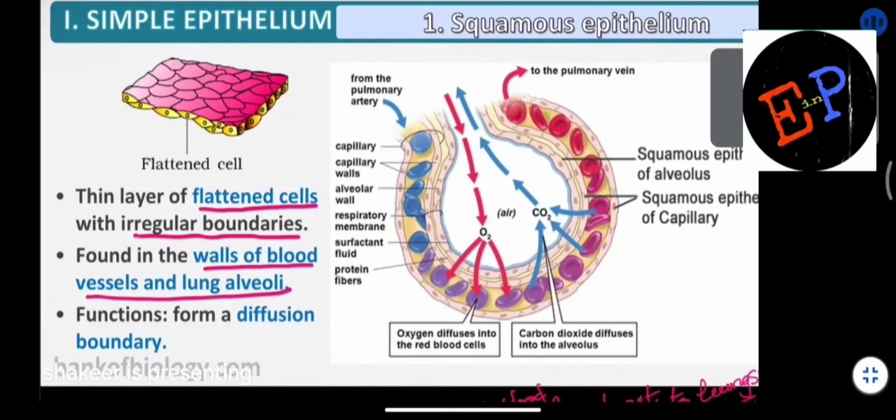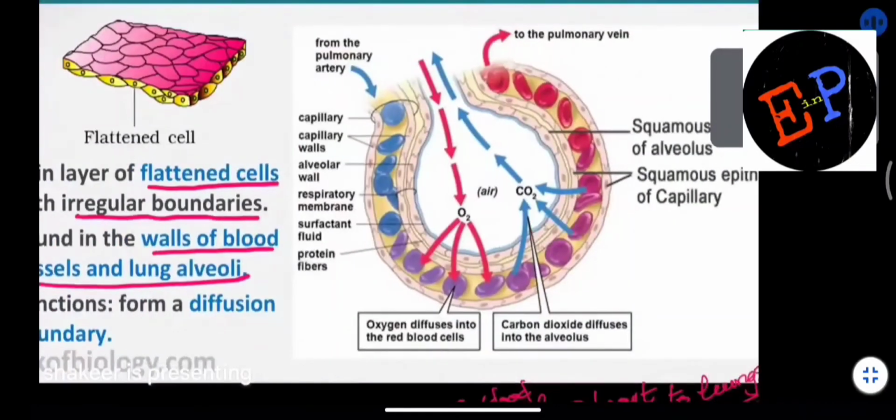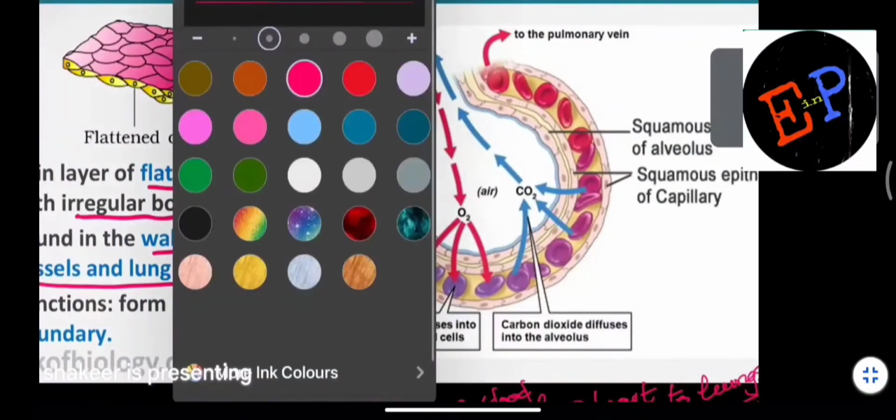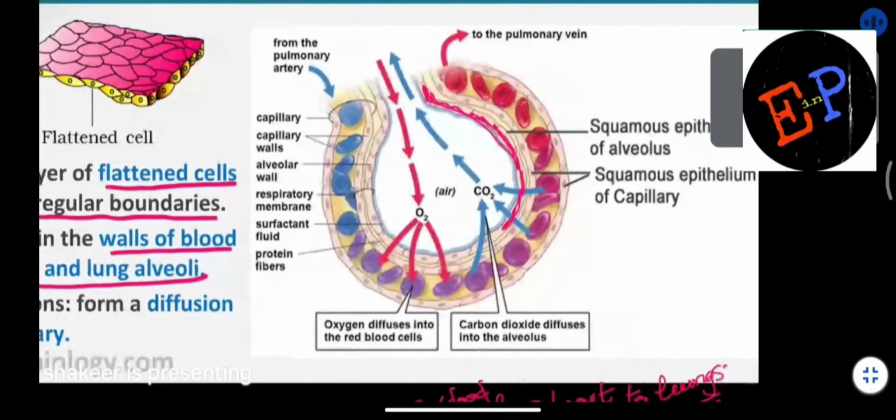When blood enters these air sacs, the exchange of carbon dioxide and oxygen will take place in the lung alveoli. So the alveolus of the lungs is also made up of squamous epithelium. In the figure you can see here. Clear? You are seeing this inner layer, no? This total inner layer is made up of squamous epithelium. Are you able to understand?